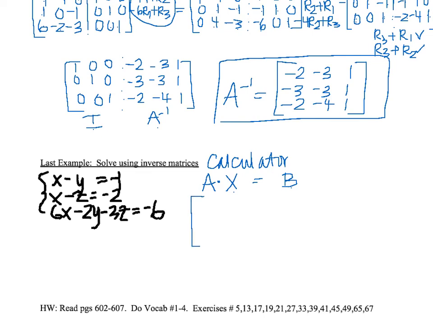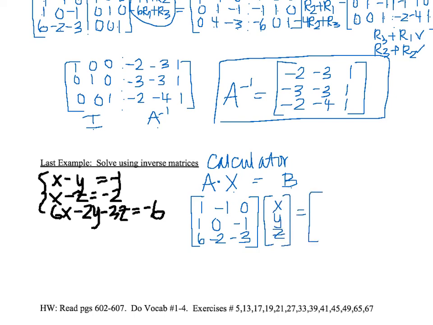And so if I look at just my coefficient matrix, because I have an x, y, and a z, I know it's a 3 by 3 matrix. So I've got 1x, negative 1y, 0 z's. 1x, 0 y's, negative 1 z's. 6 x's, negative 2 y's, negative 3 z's. I'm multiplying by that matrix of my solutions. I'm trying to find the values of x, y, and z. Equals whatever the constants are, negative 1, negative 2, negative 6.